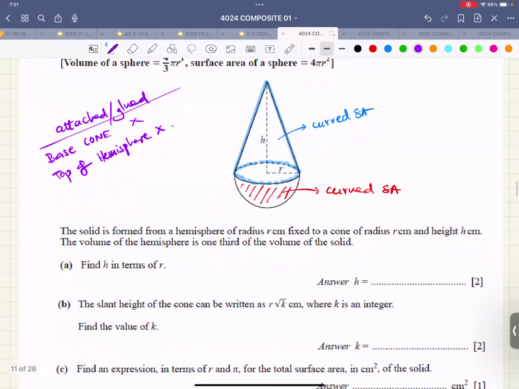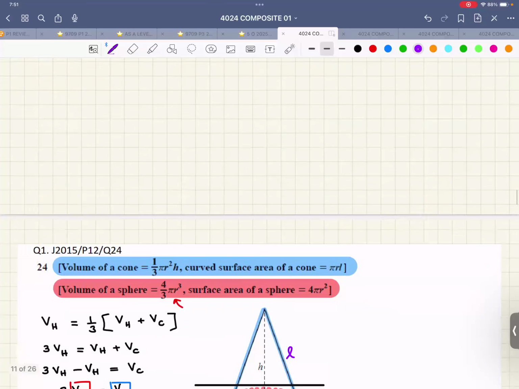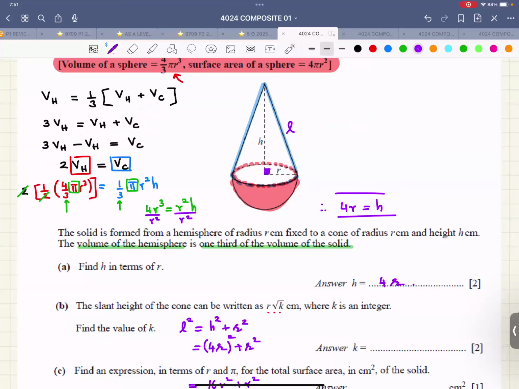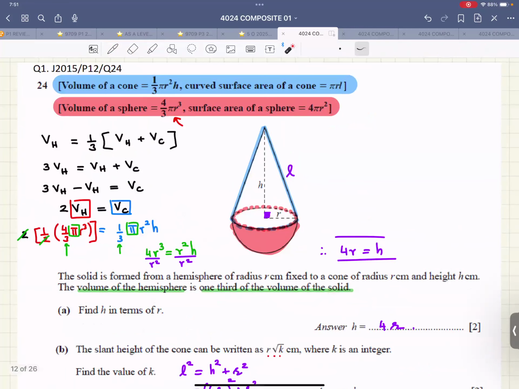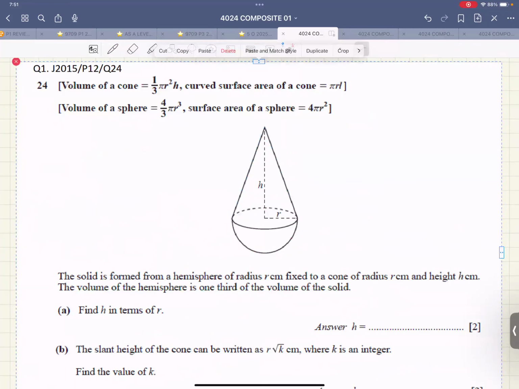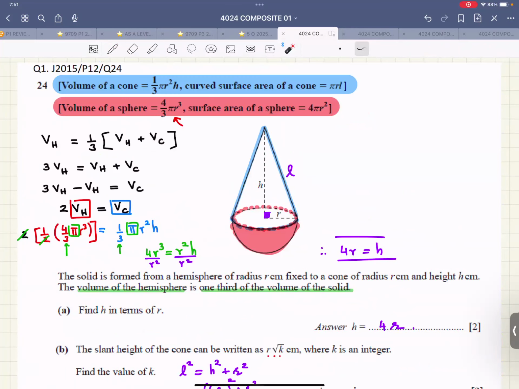What do we have? It says the volume of the hemisphere is 1/3 the volume of the solid. So let me show you the working. Volume of hemisphere is 1/3 volume of the solid. That solid is volume of hemisphere plus volume of cone. Got the idea? Now, what I did is that instead of first putting in the formula, I first cross multiplied. I worked in terms of VH and VC. And this is the relationship. 2 times volume of hemisphere is volume of cone. Got the idea?